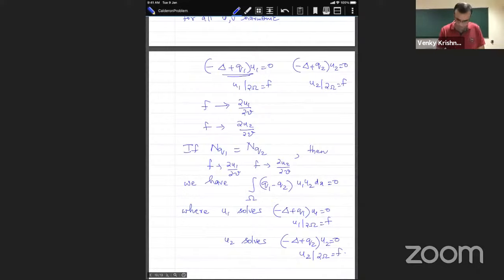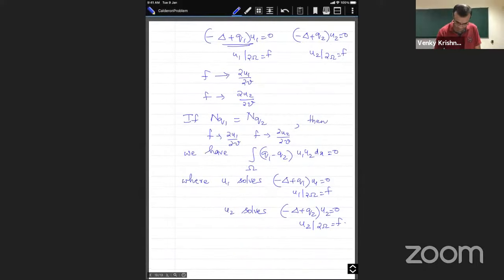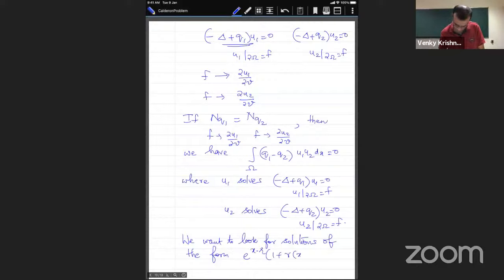So if I don't put any restrictions on the Dirichlet data, then the condition that I have is the following: we want to look for solutions of the form e to the i x dot zeta, or e to the x dot zeta, times 1 plus r of x, zeta.